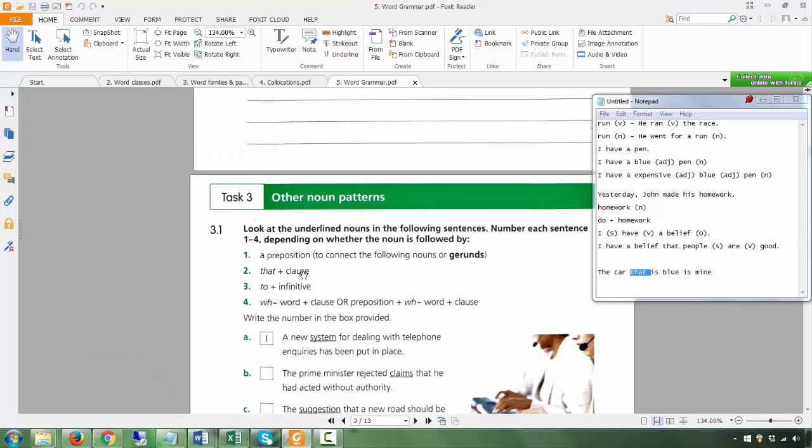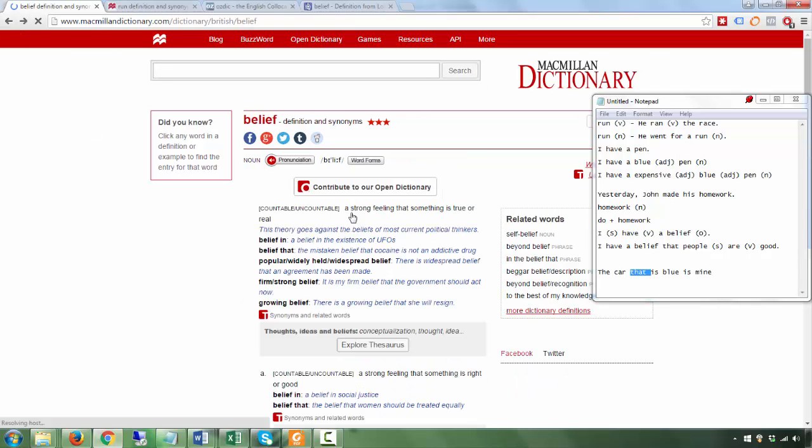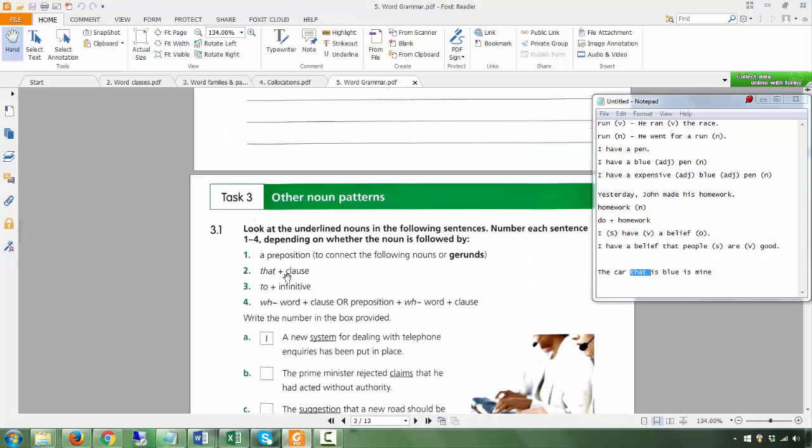Now just now I mentioned belief, that this is that pattern, but do you realize that this belief can also have an in pattern? This belief has a preposition in. In is a preposition. So do you see that a word like belief can have more than one pattern? Doesn't mean you only use that pattern. Same for a lot of words.